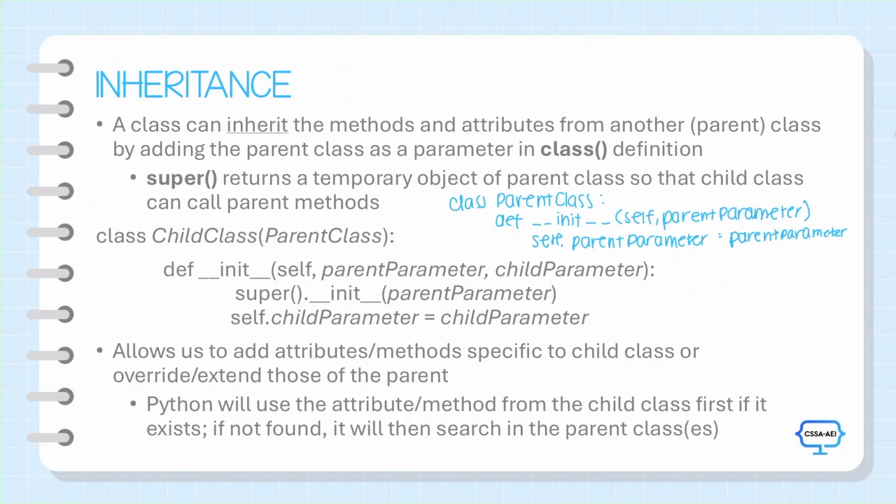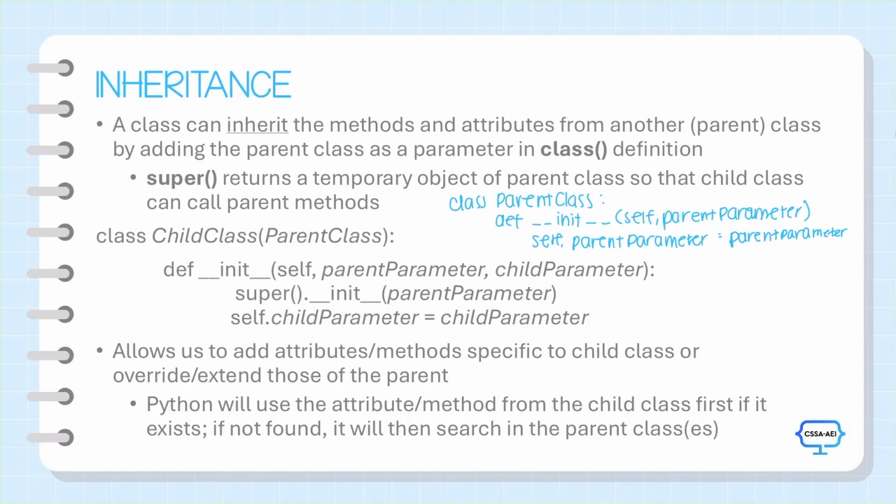So that allows us to add attributes or methods specific to a child class, such as child parameter, or we can override or extend those of the parent. In this case, we extended the constructor to have parent and child parameter. Okay? We're able to override things because Python will use the attribute or method from the child class first, and then if it doesn't exist or you can't find it, it'll then look in the parent, okay?